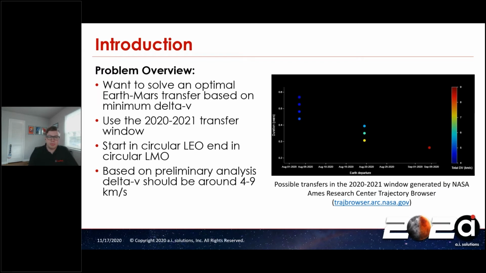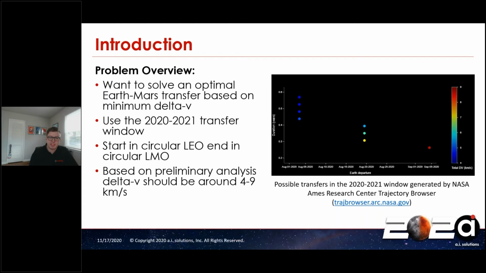So first, let's do a brief introduction here. We want to solve an optimal Earth-Mars transfer based solely on minimum delta V. We're not considering any time of flight constraints or time of flight optimization. We're also going to use the 2020-2021 transfer window. This is the same transfer window that the Mars Perseverance rover, as well as several of the other Mars missions that launched this past summer, are using. And we're going to start in a circular low Earth orbit and end up in a circular low Mars orbit.